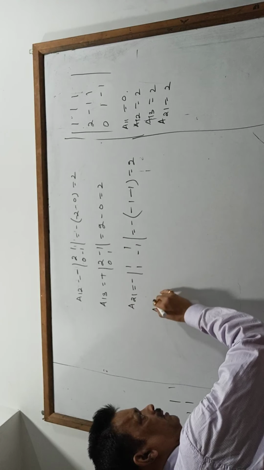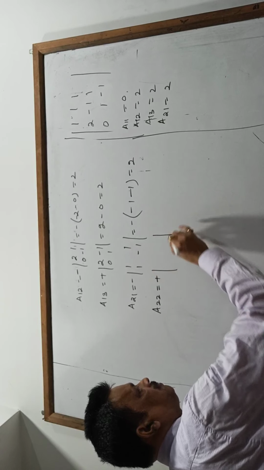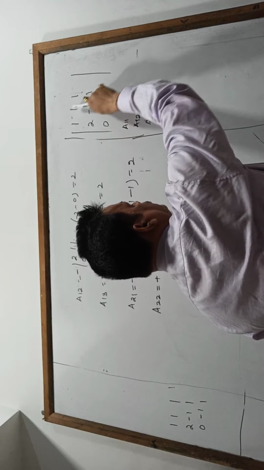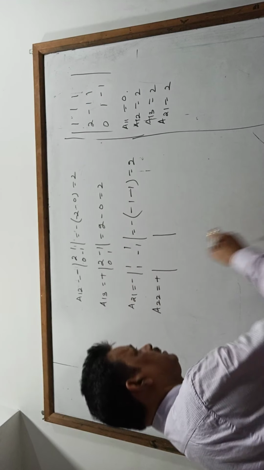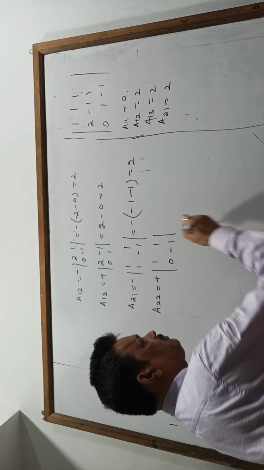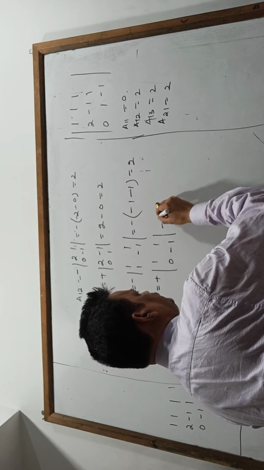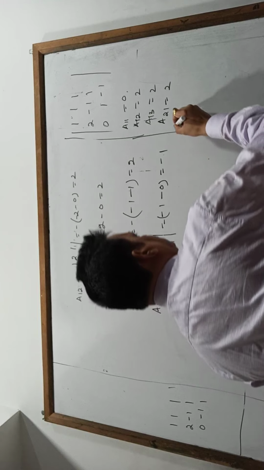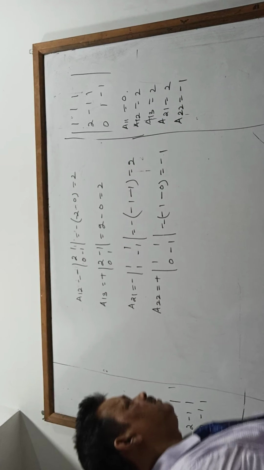A22. That is plus sign. Which place? A22 is this place. Forget these two. It is 1, 1, 0, minus 1. So that is minus 1 minus 0, that is minus 1. A22 is minus 1.